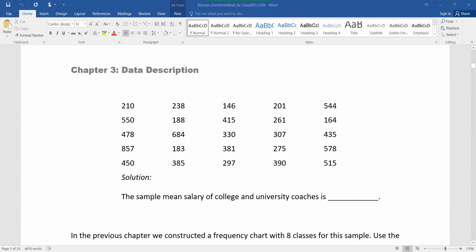Oh, there's another row. Sorry. 450 plus 385 plus 297 plus 390. You might want to do it each, like plus enter, plus enter, plus enter. So you get 10,404. You can if you want, if you don't trust me.